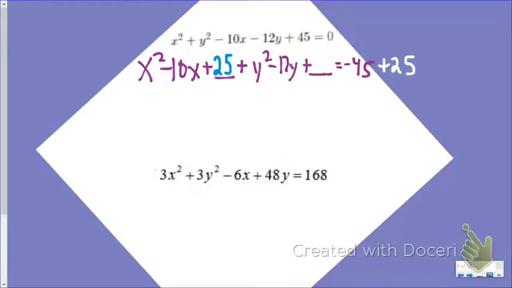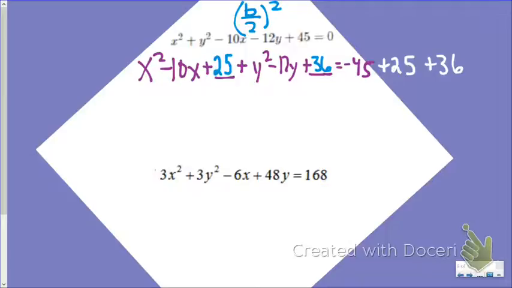Alright, same thing. For my y's, I'm going to take the b term, the negative 12, divide it by 2, I get negative 6. I square that and I get 36. And if I add it to the left, I have to add it to the right. Okay, so just a reminder, when we're completing the square, that process, you take b, you divide it by 2, and you square it. That's the number that you're going to add.